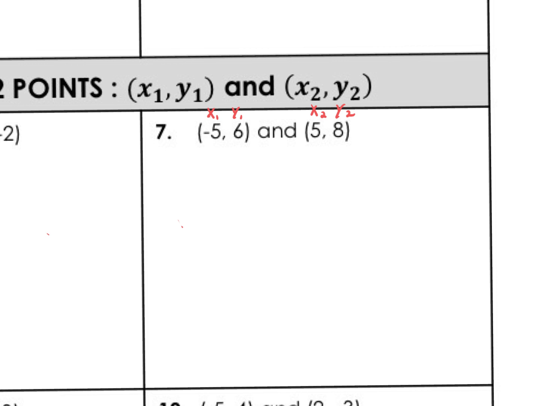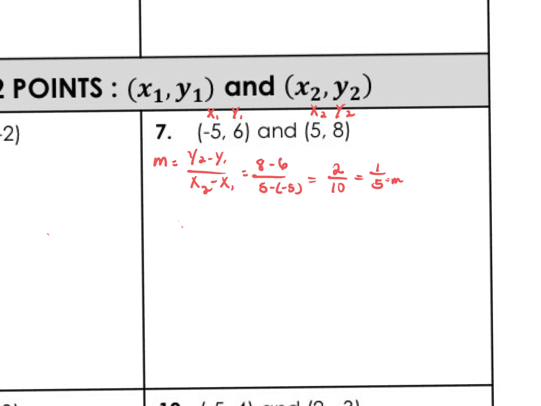We're going to find the slope. M equals y2 minus y1 over x2 minus x1. So that's 8 minus 6 over 5 minus negative 5. And that is equal to 2 over 10. And if we simplify that, our slope is 1/5.